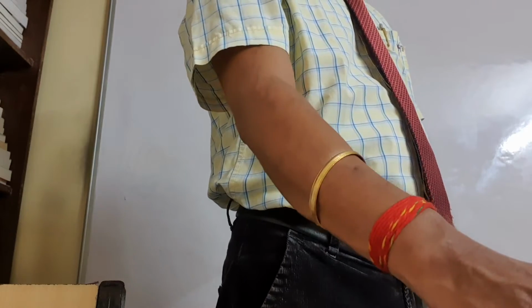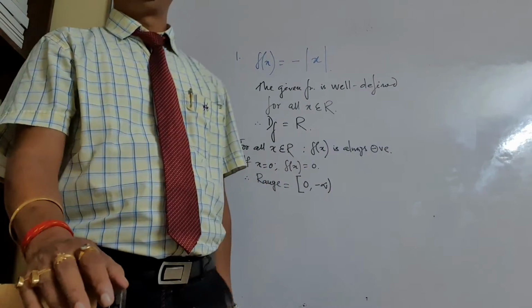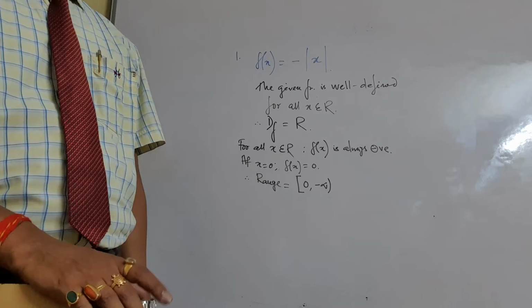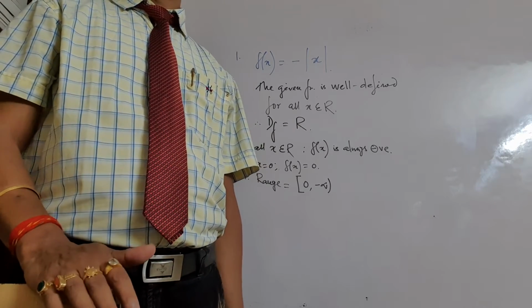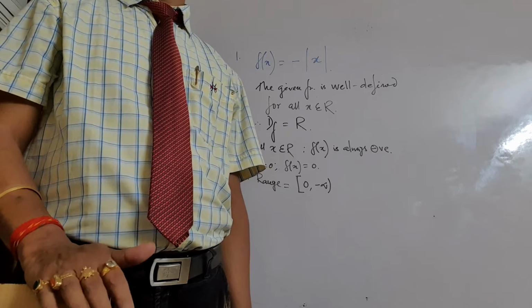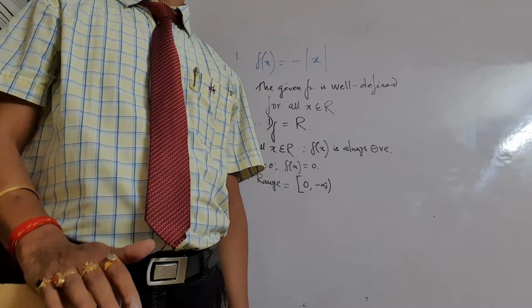We cannot always find a proper mathematical way to find domain and range. Sometimes we have to understand what are the possible values of the function for which it is defined, and that should be taken care of.